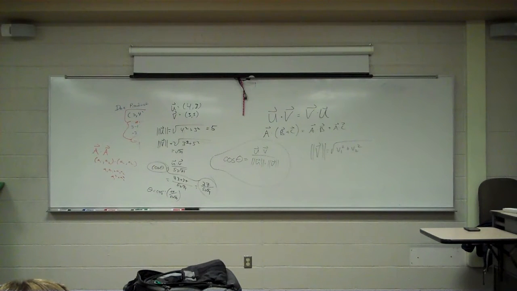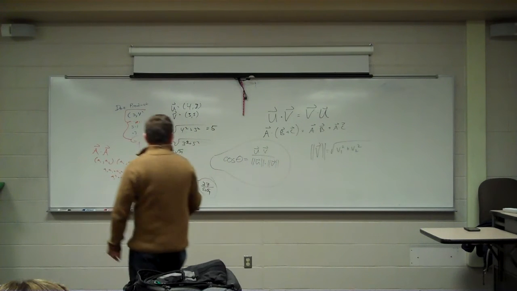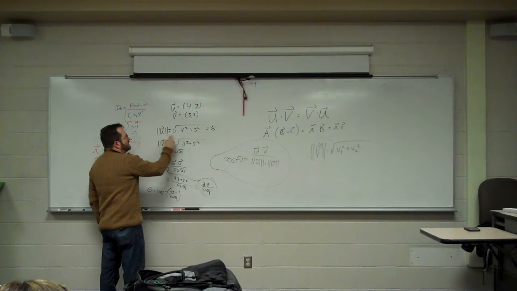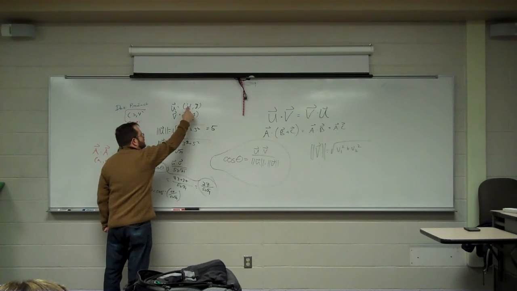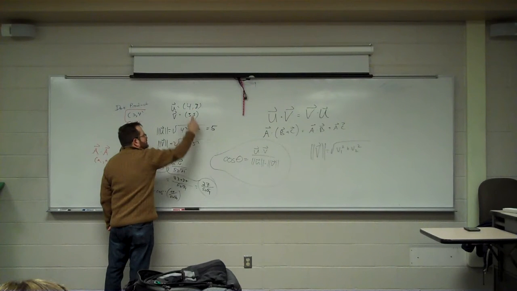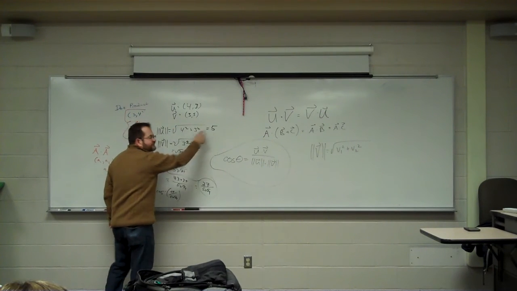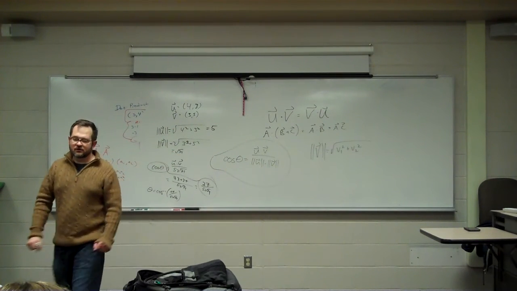I'm sorry, what did you say? How did I get 5? Did I make a mistake here? No, this 5, it was from here. So the magnitude of the u vector is the square root of the first term squared plus the second term squared. So square root of 16 plus 9. 16 plus 9 is 25. Square root of 25 is 5. Okay? Good question.